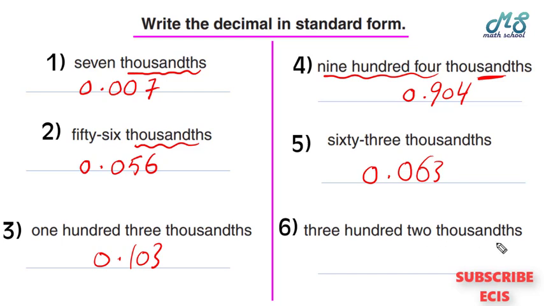302 thousandths. Just write 302 and insert the decimal point after 3 digits from the right. So you have to write point and 0.